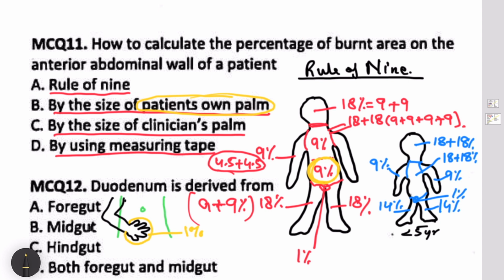So remember, the area of the hand is equal to 1% of the body surface area. You can remember that you need 100 of your palms to cover your entire body. Okay, so the answer here will be B, the size of the patient's own palm.